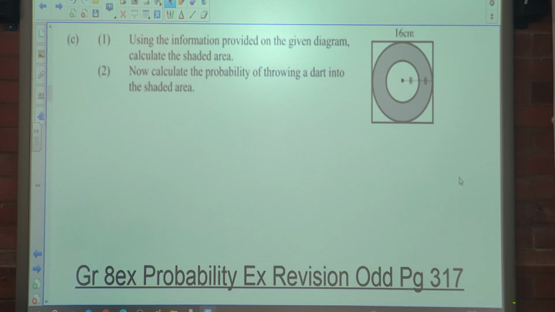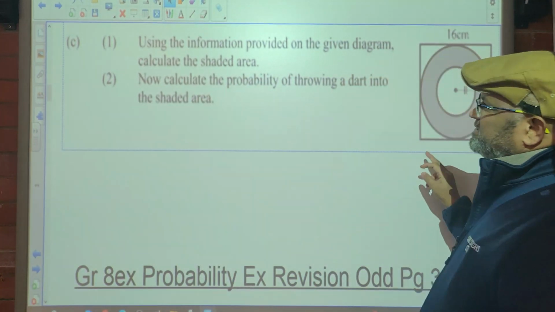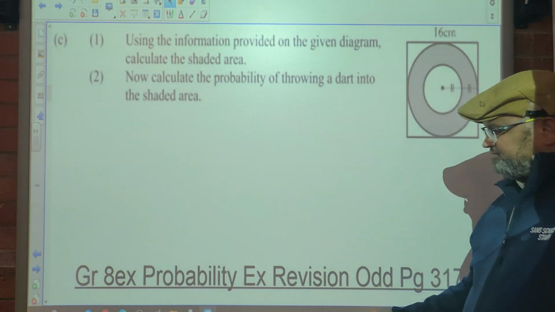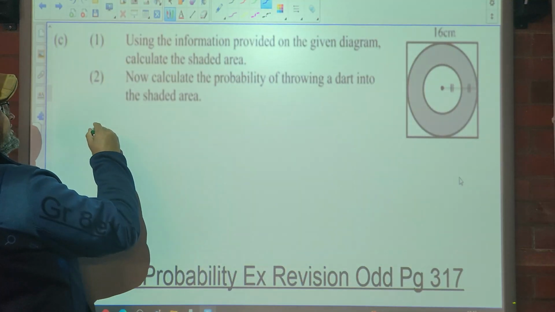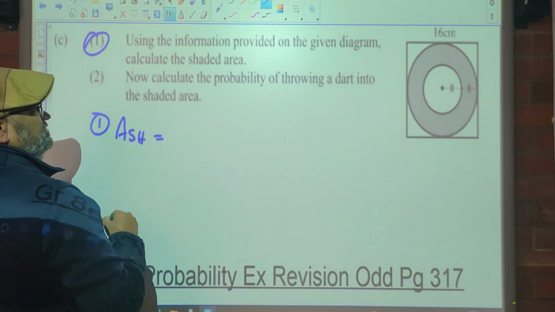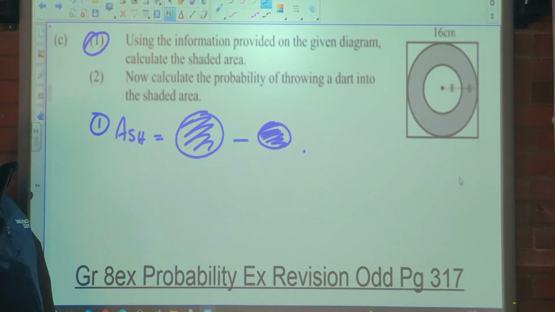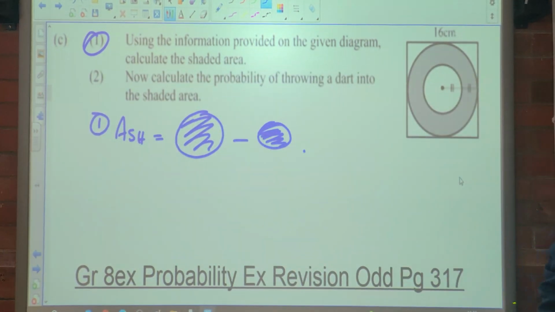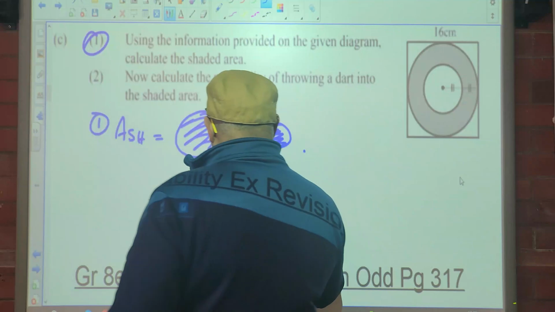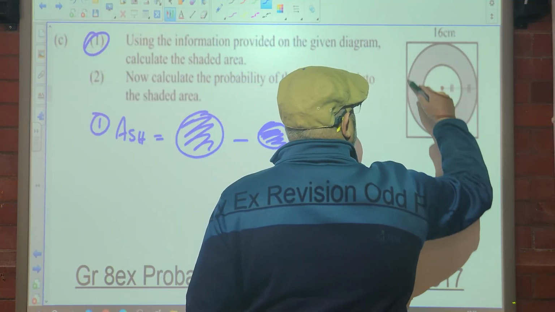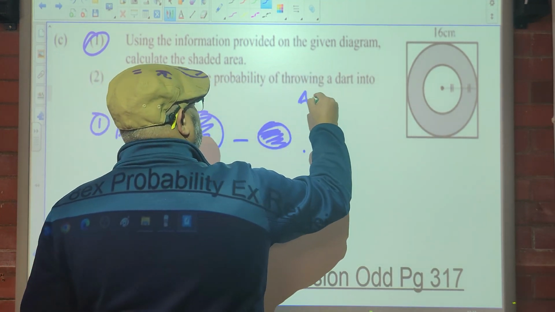Using the information provided on the given diagram, calculate the shaded area. Alright, so the shaded area is going to be the outer circle area minus the inner circle's area. Okay. So how do you calculate the area of a circle? Pi r squared. Didn't we do area of circles yet? We did. Yes. Area of circle? Pi r squared. So the outer circle, you see this outer circle here? The area of the circle is going to be pi r squared.